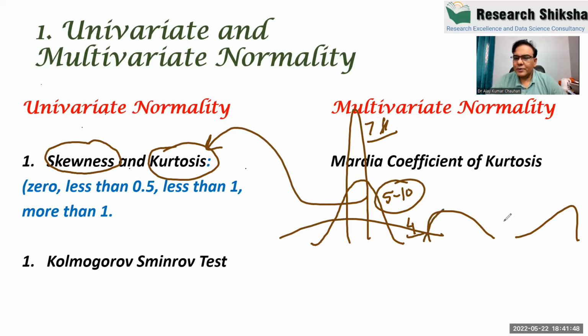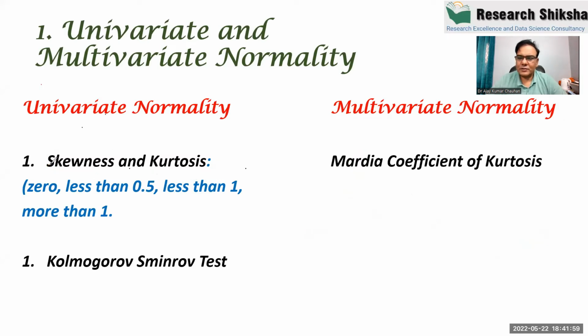If data is not symmetric like this, this problem is coming because of skewness. So I hope you understand the meaning of skewness and kurtosis. Now, what does the book say about skewness and kurtosis?